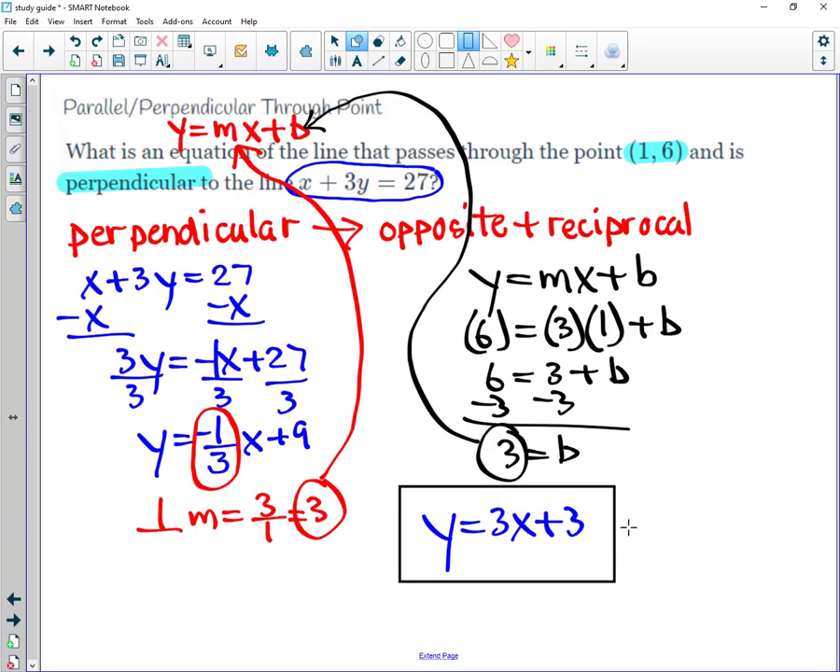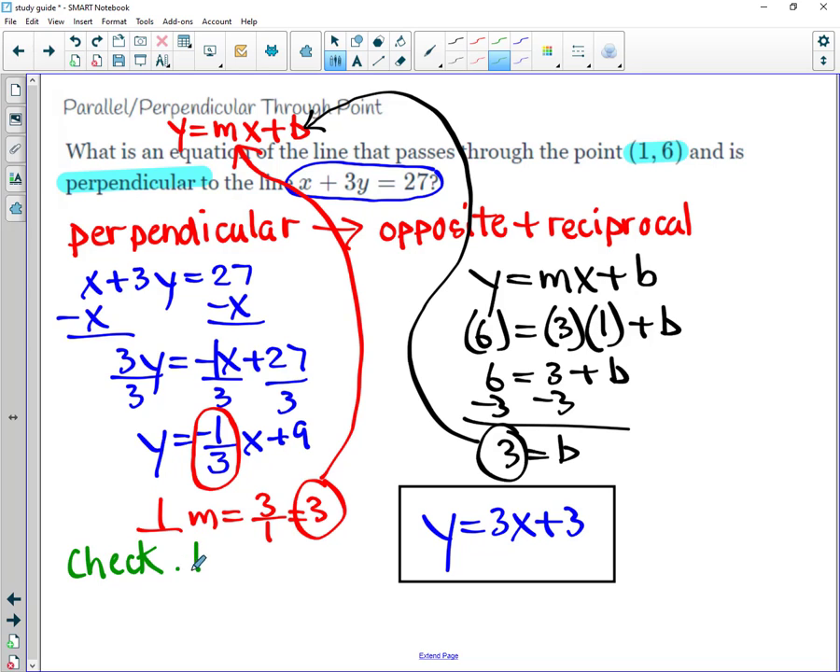Now, before we go on, I want to caution you: out of the two, perpendicular is the most difficult for kids because you have to deal with opposite and reciprocal. A lot of times kids will do the opposite and forget the reciprocal, or they'll do the reciprocal and forget the opposite. Oh, you know what? In closing, there's one other hint I could give you. If you mess up with the perpendicular slope, here's how you can check it, just to make sure you used the correct slope.